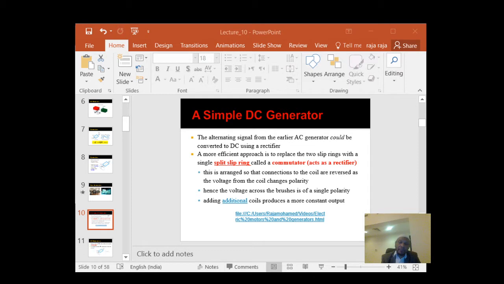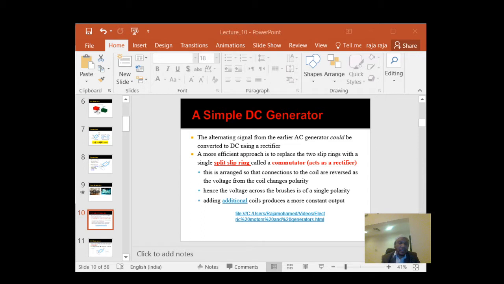Okay, but when we use the commutator, we face problems on the maintenance side, such as wear and tear, and it is a metal component. So what people do now is use a rectifier circuit. For a simple generator, they convert the output into AC, and then they convert the alternating EMF to DC EMF. So they use it in another way.